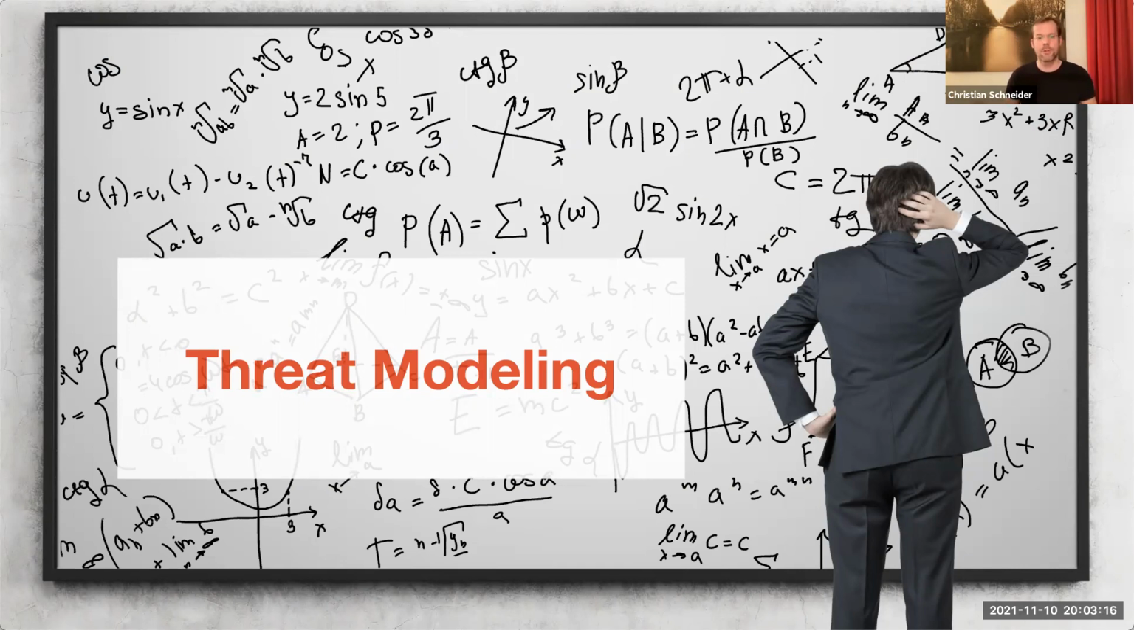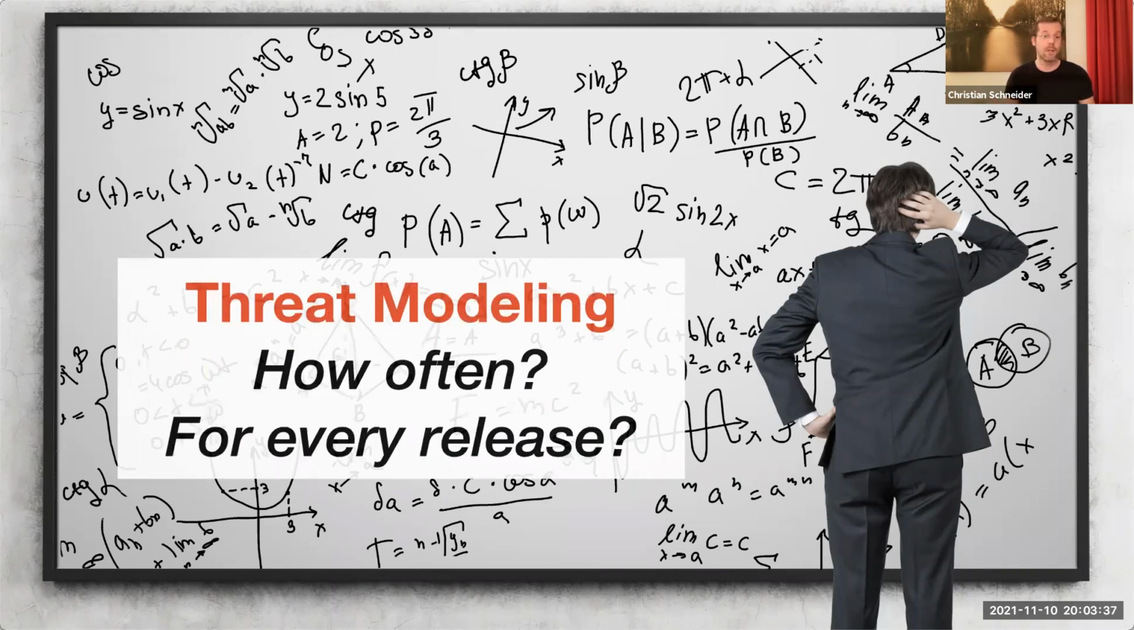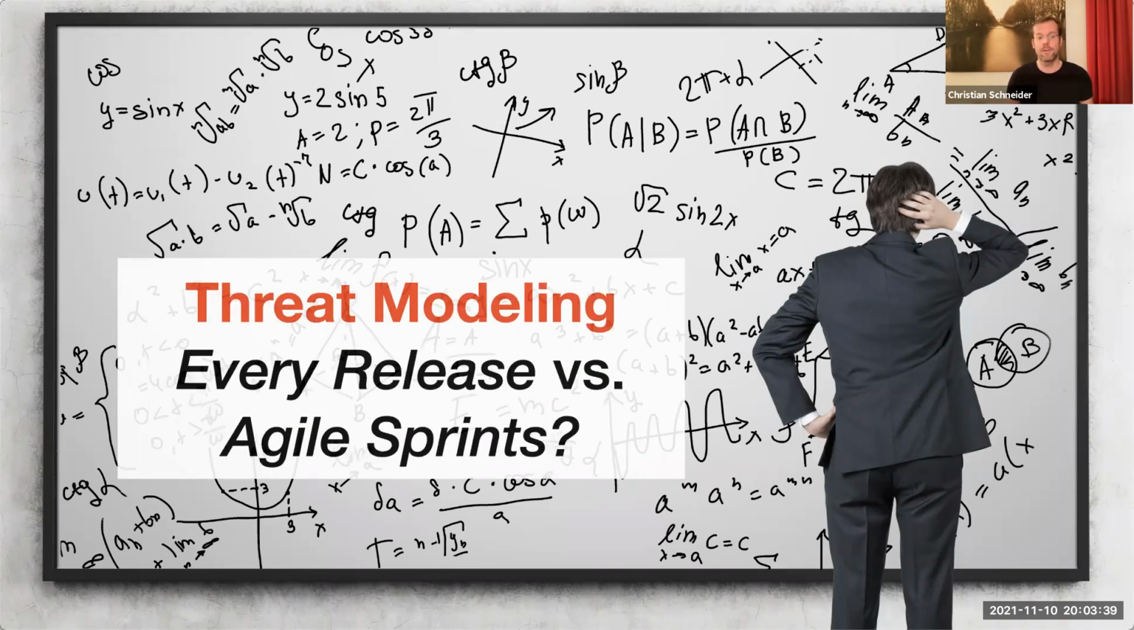So just a short introduction, classic threat modeling, that's basically the architecture analysis from a security perspective. So it's about something like whiteboard hacking, if you want to name it that way, and identifying potential risks. And well, the question would be, are you doing it? Are you doing it for every release? What about for every release in Agile? That means for every sprint, possibly.